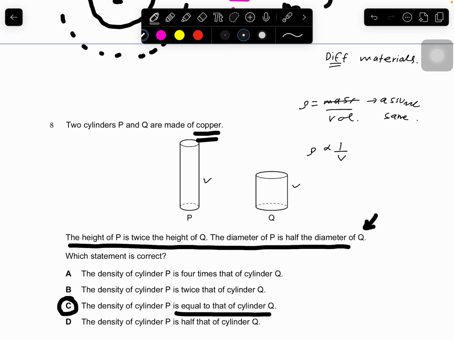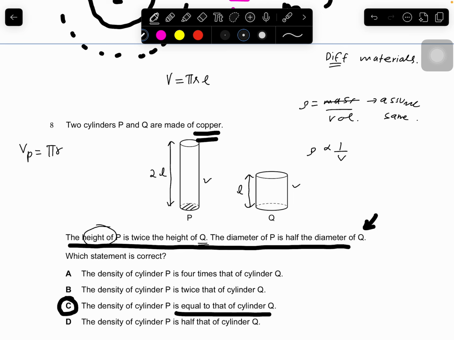So this shape is a cylinder, and we know that the volume of P is the base area, which is just a circle, pi r squared, times the length. We can call this L. Okay, so volume is pi r squared L. The height of P is twice the height of Q. So if Q has a height of L, then P is 2L, because it's twice that of Q.